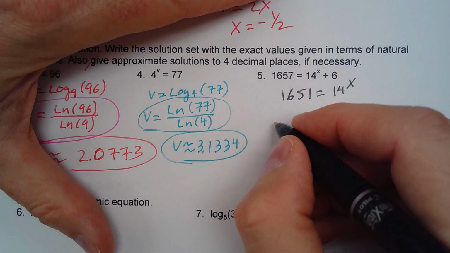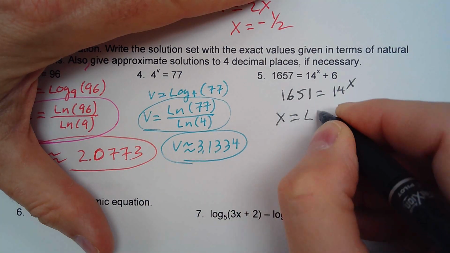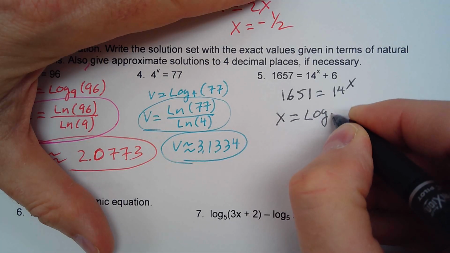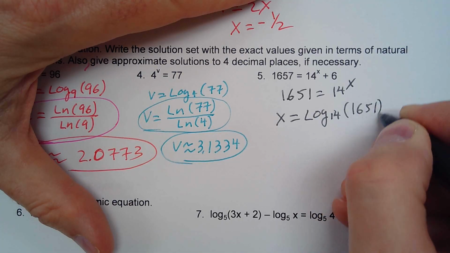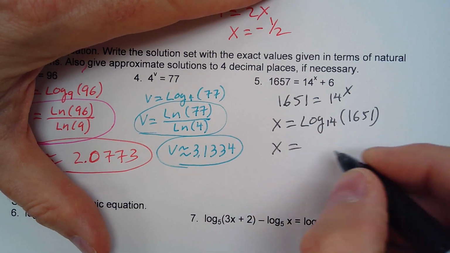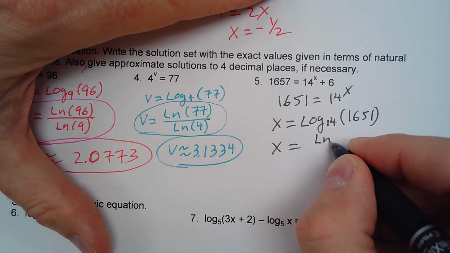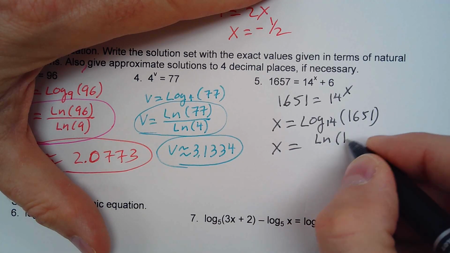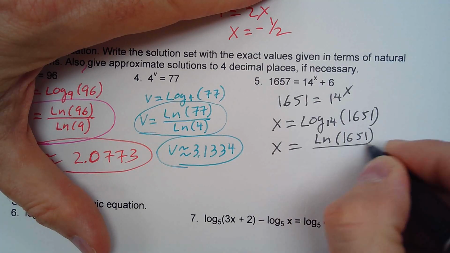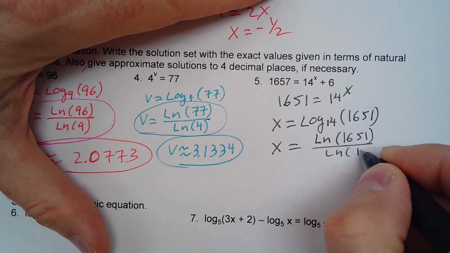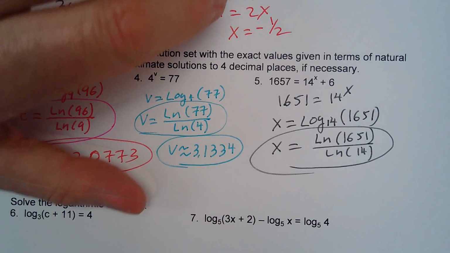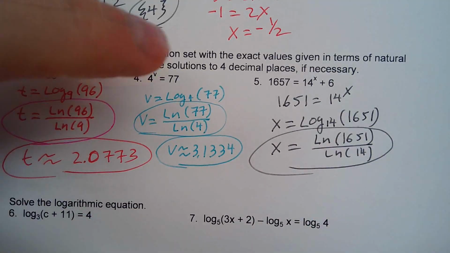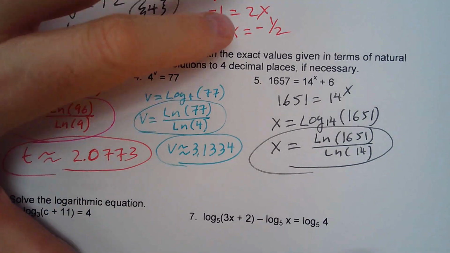Now use your change of base. X equals log base 14 of 1651, which by the change of base gives us ln, because that's what Alex wants, ln 1651 over ln of 14. All right, so that makes Alex happy. Again, Alex will probably have you type those without the parentheses there.